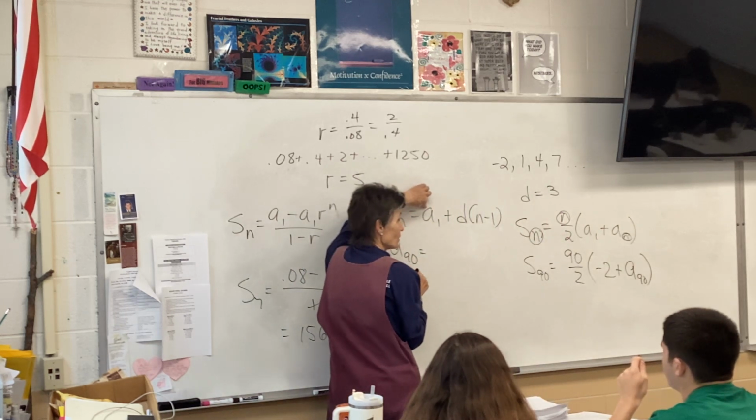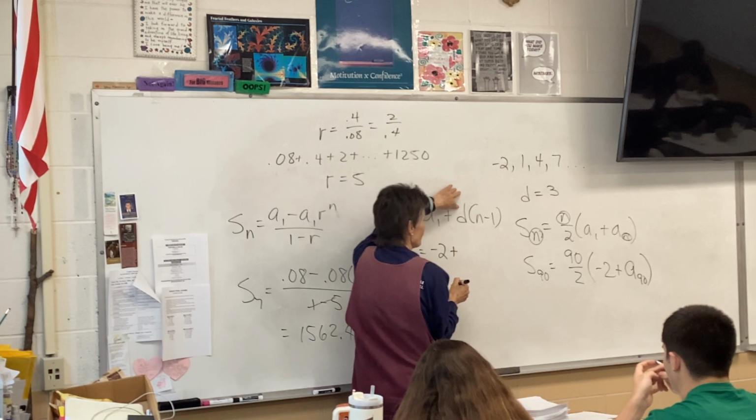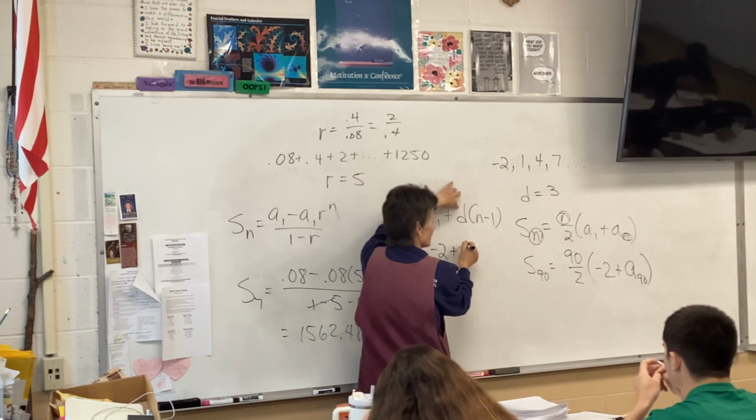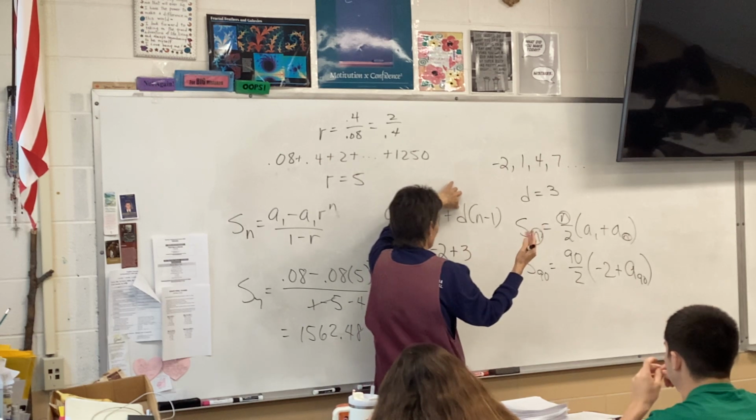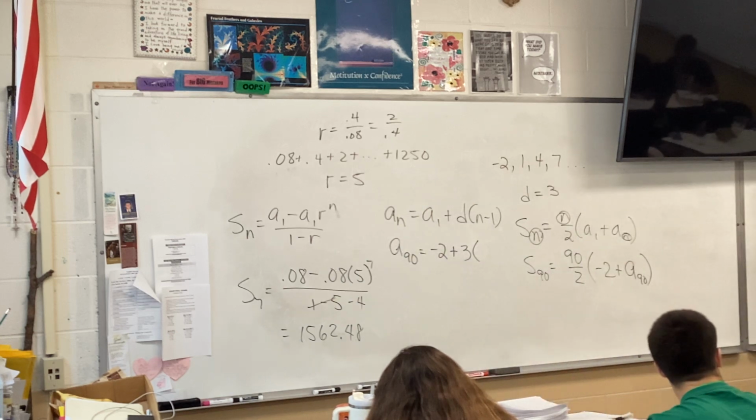So what's the first term? Negative 2. What's the common difference? Jack told us. Common difference is 3. And what would n minus 1 be? I think that's just 89.